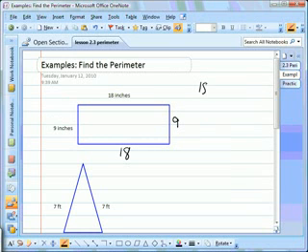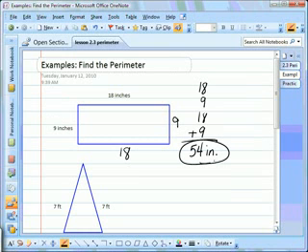If you add all the way around, and I'm just going to write this first one out, 18 and 9 and 18 and 9, if we add all those up, it equals 54. We have to make sure we include our unit of measure as our label, and that's our answer, 54 inches.